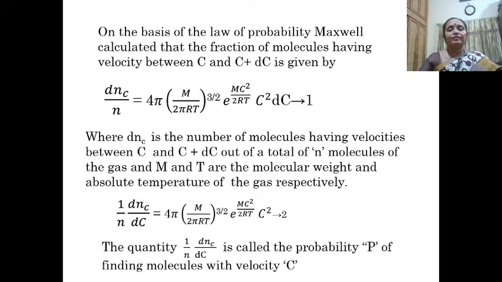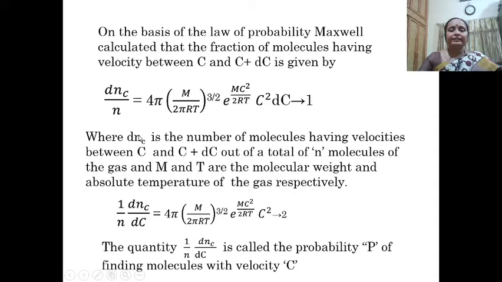On the basis of the law of probability, Maxwell calculated the fraction of molecules having velocity between c and c plus dc as dNc by N is equal to 4 pi (m by 2 pi RT) to the power of 3 by 2 e to the power of minus mc square by 2RT c square dc. Let us number this as equation 1.